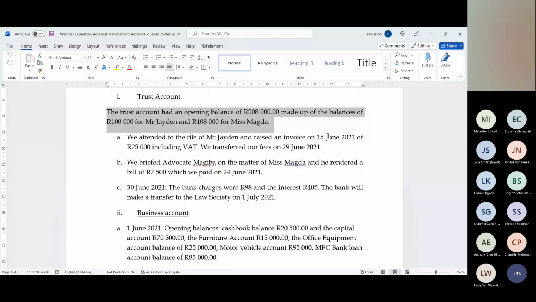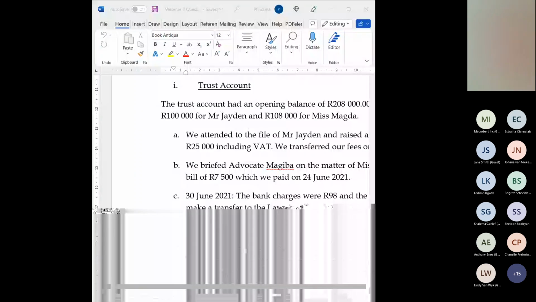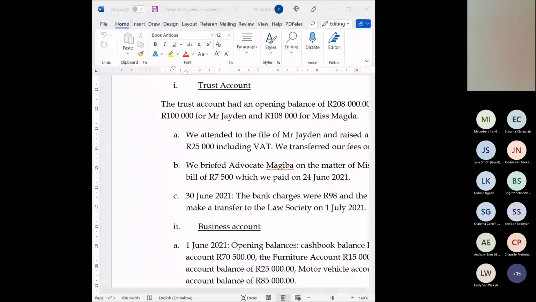Okay, I'm going to try to share our workings. Okay, this is more of a clean sheet. So we are dealing with webinar 2, and we are starting with our trust cash book.